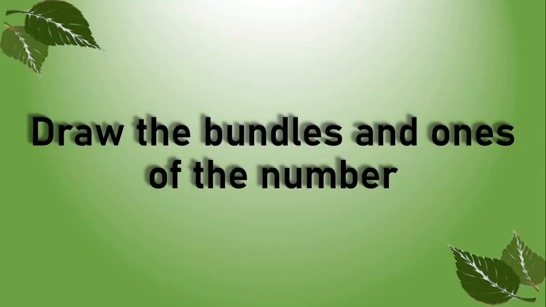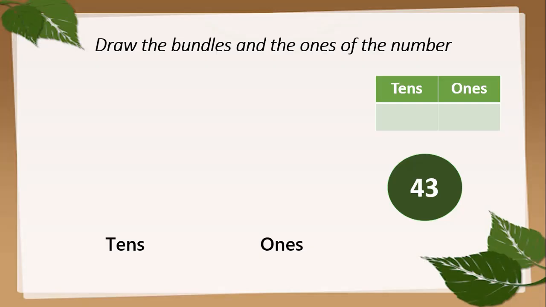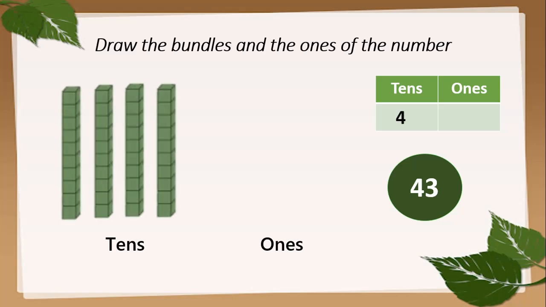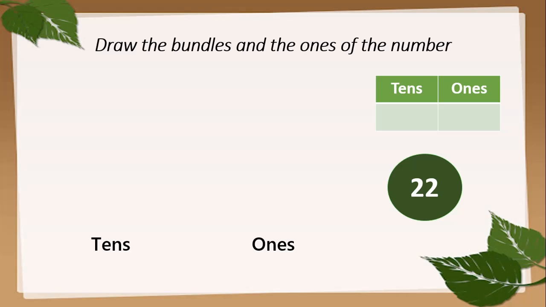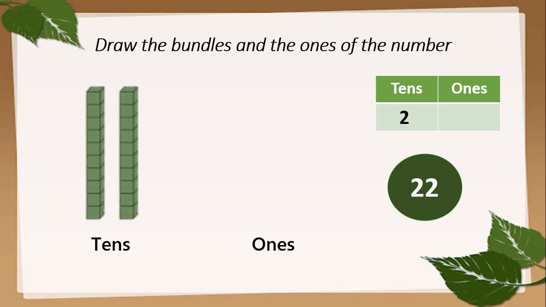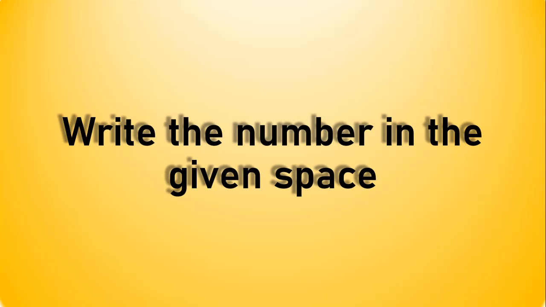Draw the bundles and ones of the number. Let us draw the objects as per the number given. The number is 43. 4 tens and 3 ones. The next number is 22. So 2 tens and 2 ones. Write the number in the given space.